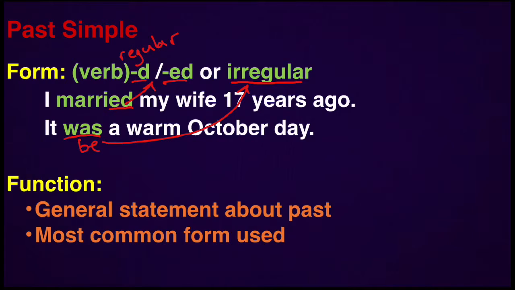For the irregular verbs, you've just got to learn what their irregular form is for the past simple. And again, this is the most common form used, which means that when you're reading something talking about the past, usually more than 50% of the verbs will be in the past simple.